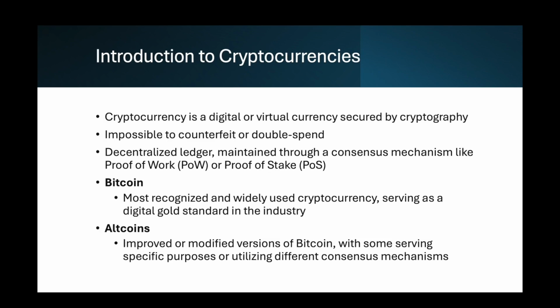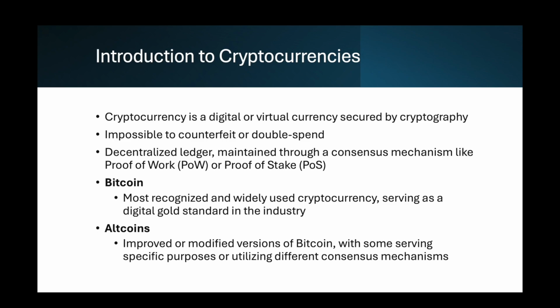Introduction to cryptocurrencies. A cryptocurrency is a digital or virtual currency secured by cryptography, making it nearly impossible to counterfeit or double spend. It operates on a blockchain as a decentralized ledger, maintained through a consensus mechanism like proof of work or proof of stake. Bitcoin, the first and most well-known cryptocurrency, was introduced in 2009 by an individual or group using the pseudonym Satoshi Nakamoto. Bitcoin remains the most recognized and widely used cryptocurrency, serving as a digital gold standard in the industry.